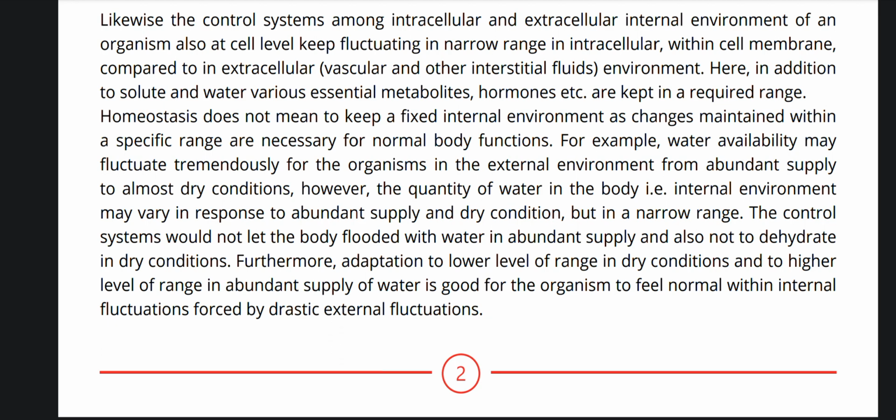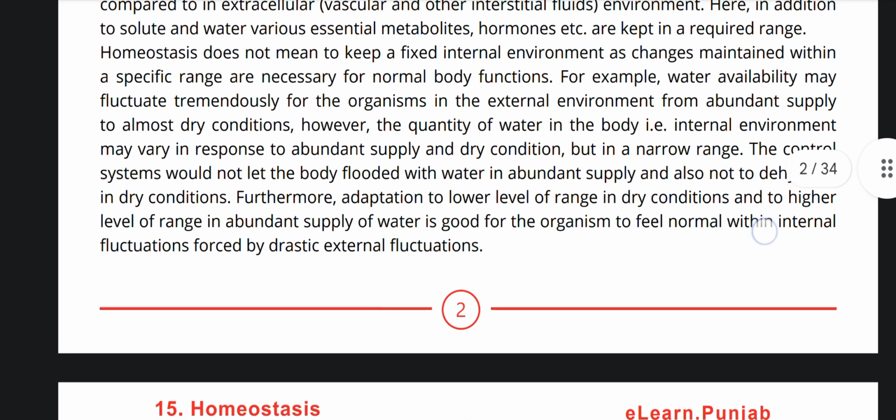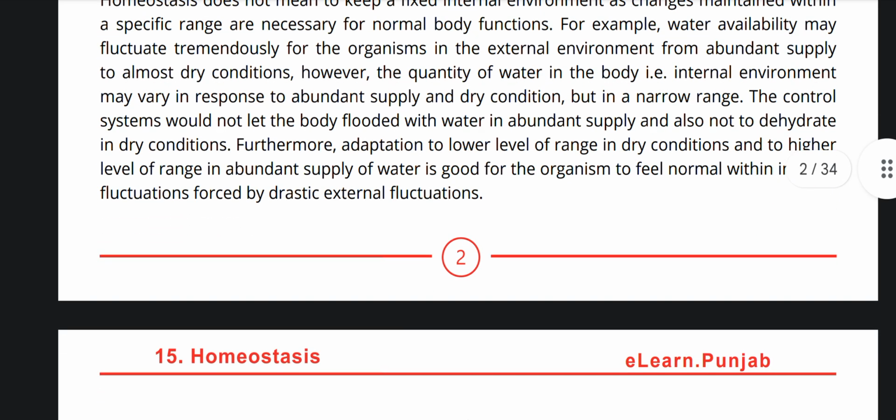Homeostasis does not mean keeping a fixed internal environment, as changes maintained within a specific range are necessary for normal body functions. For example, water availability may fluctuate tremendously for organisms in the external environment, from abundant supply to almost dry conditions. However, the quantity of water in the body, the internal environment, may vary in response to abundant supply and dry conditions, but in a narrow range.